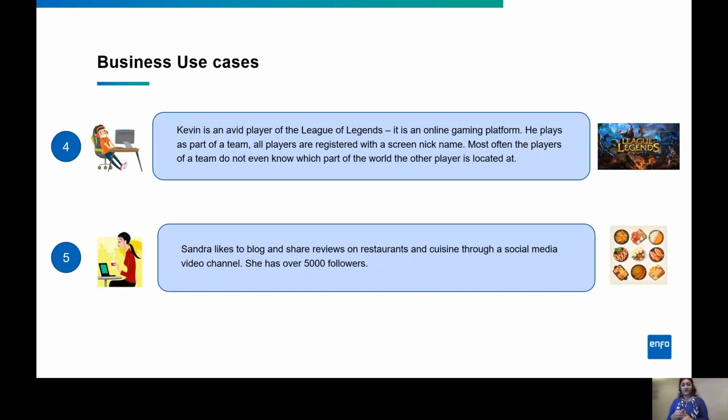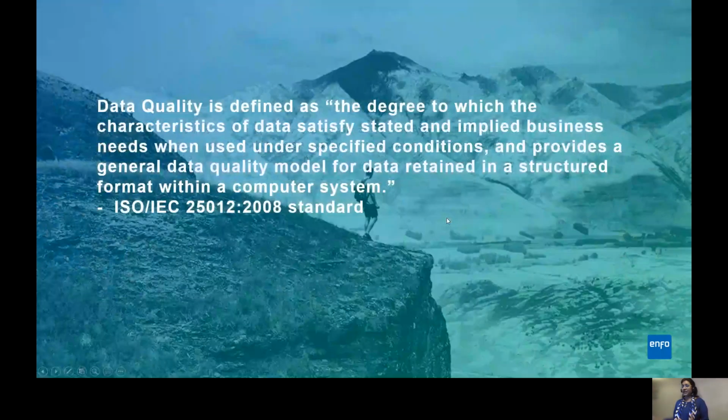Sandra, on the other hand, is a food blogger. She writes about food cuisines and reviews and articles. Her life is about sharing on social media and trying to interact with other fellow bloggers. Now, they are working with similar kinds of data as well, right? All of them have to have data quality, which are characteristics.